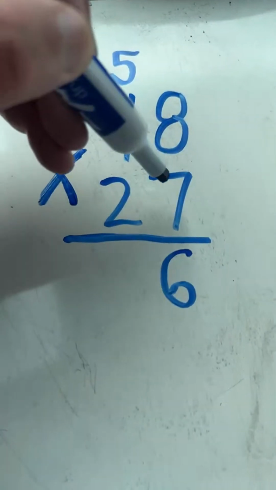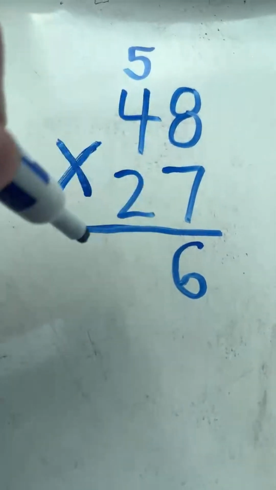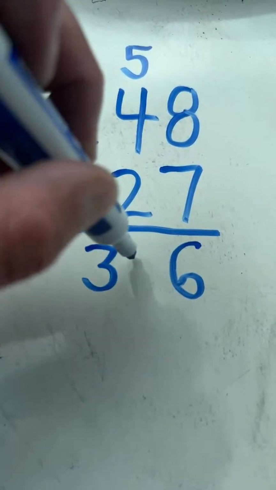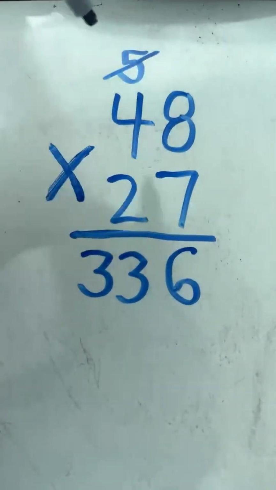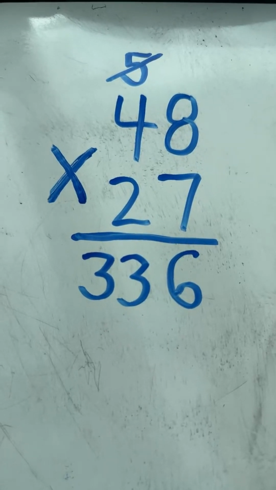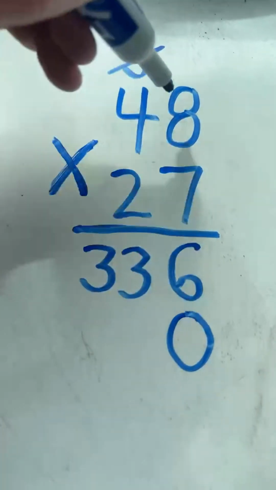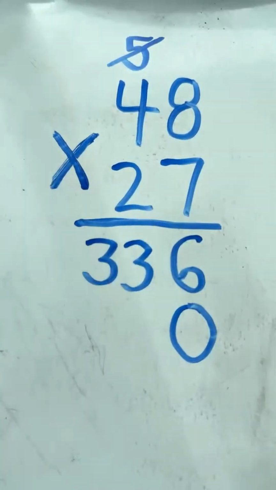4 times 7 equals 28. We have to add the 5 that we carried over. 28 plus 5 equals 33. So far we multiplied 48 times 7. Now the next step, again, very important. We're going to put a 0 in the ones place because both digits in the ones place have already been multiplied.